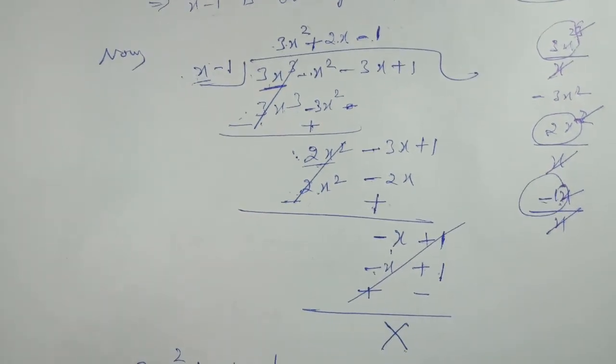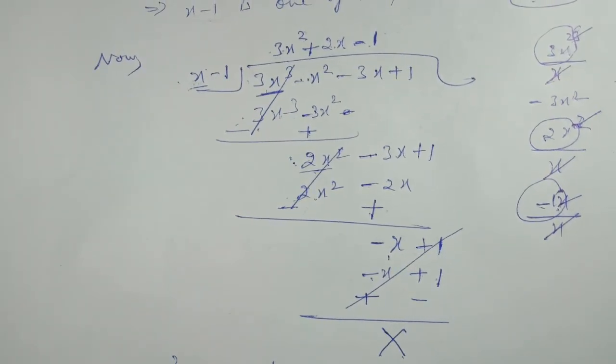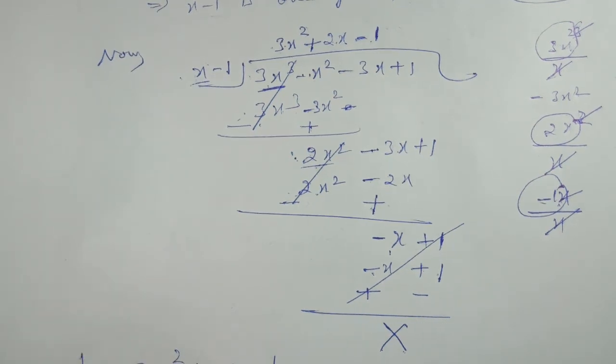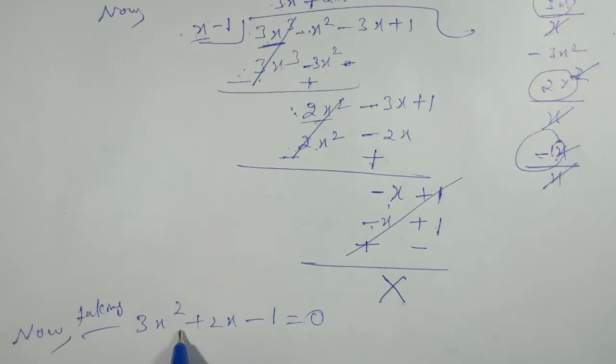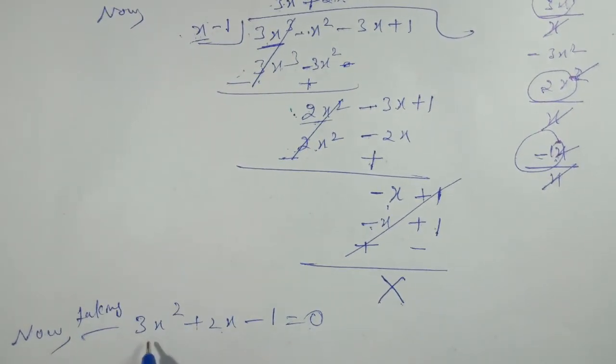Now 3x square plus 2x minus 1. Now we have to take it equal to 0 because we have to find the zeros, so we have to take it equal to 0. Using the splitting the middle term, we can calculate the other two zeros.